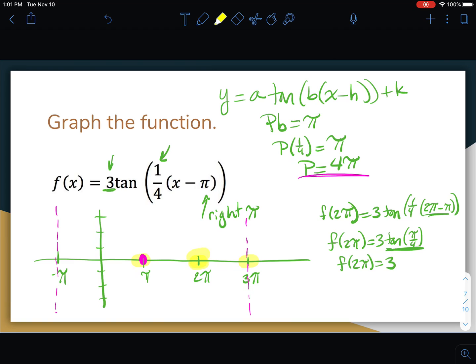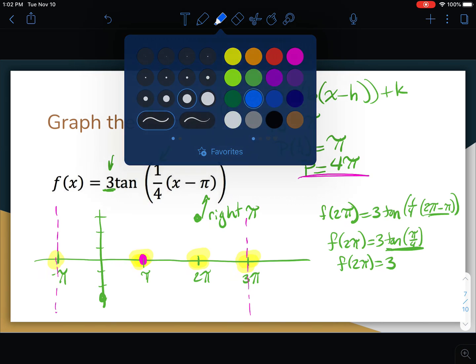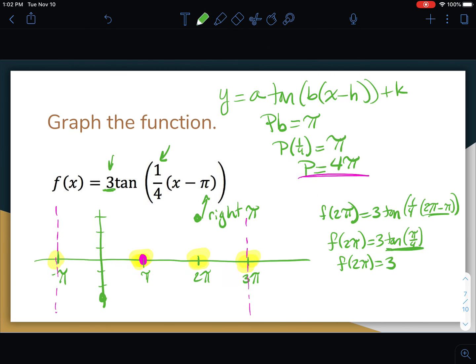So notice that in between the one vertical asymptote and the anchor point, we're going to make a point up at 3. We're going to do the same thing in the middle between the left vertical asymptote and the anchor point, and go down to -3. I'm going to do this in a highlighter so you can see what's going on.